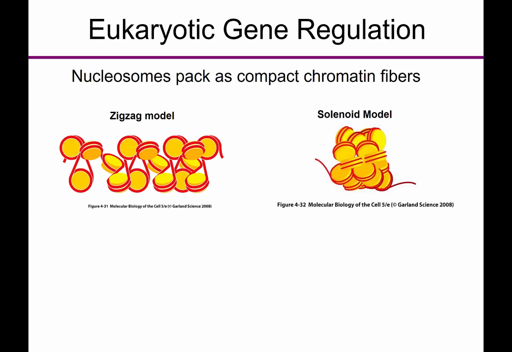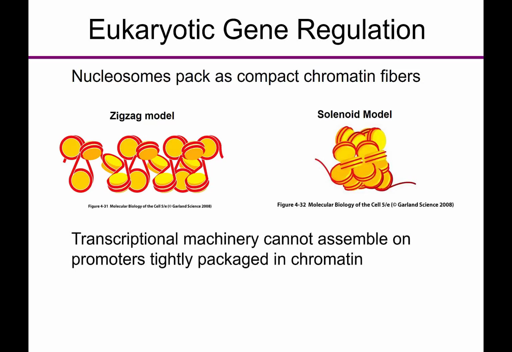However, in either case, transcriptional machinery cannot assemble on promoters with this tightly packaged chromatin. Let's say it's the zigzag model. Well, if this is a TATA box in here or a gene coding region, you can't have proteins get in there.